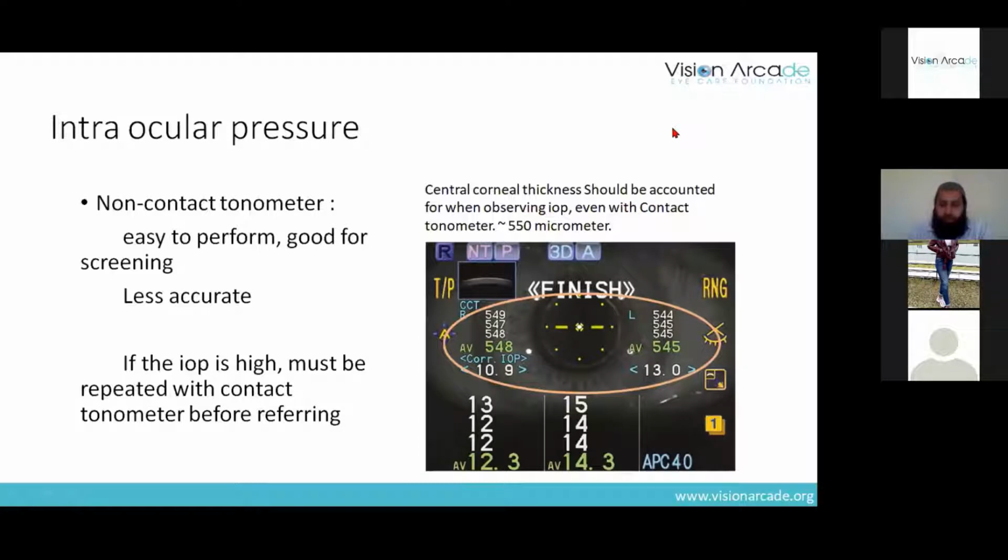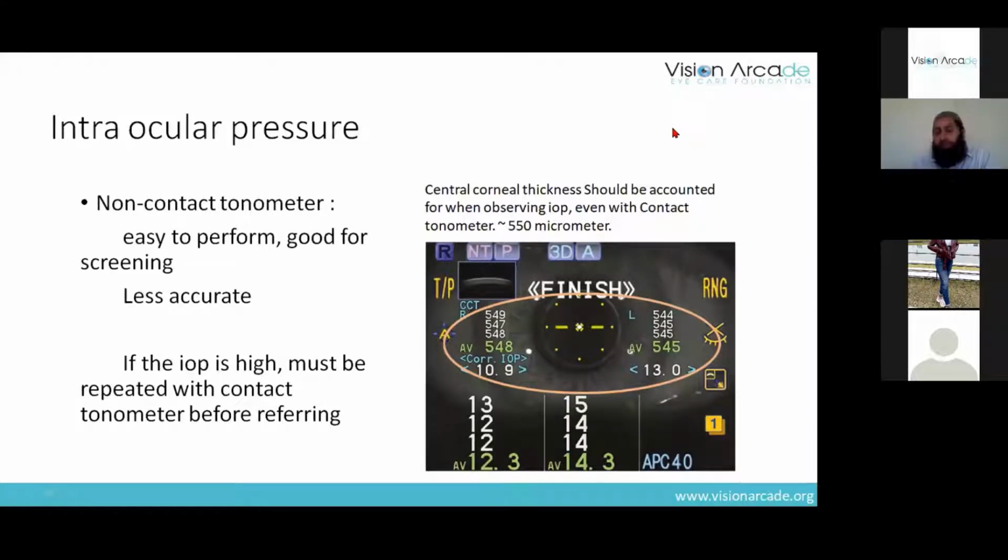Now, if you see at the bottom, it says corrected IOP. So this machine is giving you the pressure without correction as 12 and 14, but after correction, it is giving you 10.9 and 13. I don't use these pressures. I would always record the normal pressures without considering the central corneal thickness, because not every colleague of mine, if I'm referring, or if the patient decides to go to another practice, might have this new machine where the pachymetry is also part of it.